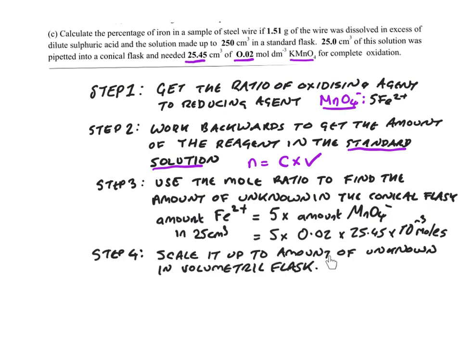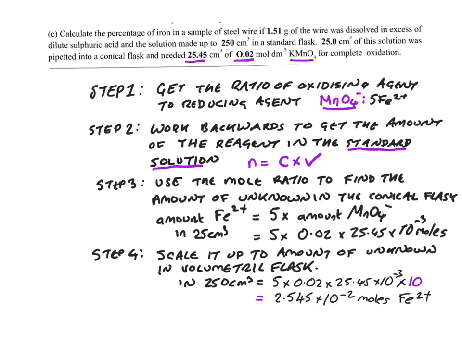Step 4 is we scale it up to the amount of the unknown in the volumetric flask. So that was all of our Fe2+ ions that were transferred in our volumetric flask. So we took out a tenth, and therefore we need to scale it up 10 times to get the amount that was in the volumetric flask. So that's in 250 centimetres cubed. So we now times the number of moles that was in 25 by 10. So we now have the exact amount of iron that was dissolved in our volumetric flask.